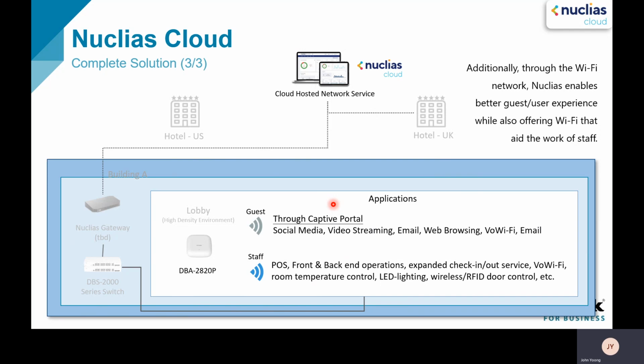Then for the staff itself, don't need to worry. We can set up the encryption, WPA, WPA2, and even the latest WPA3, for their services like POS, front-end operation, the check-in and checkout services, and even to provide wireless for their application devices like the room temperature control, the LED lighting, and the RFID door control.